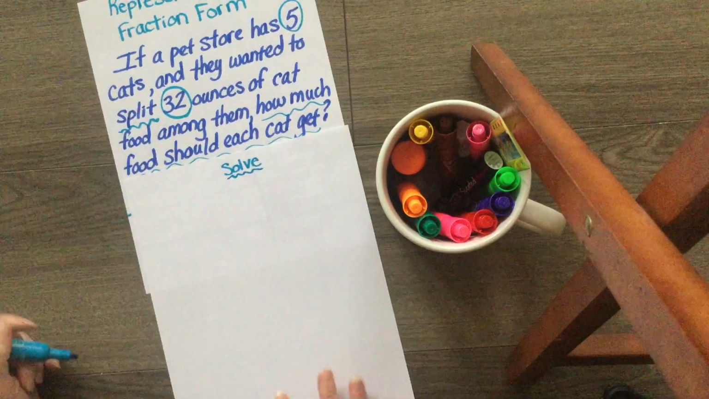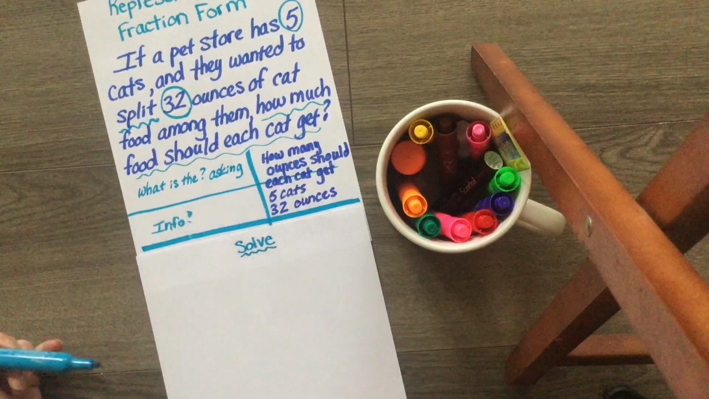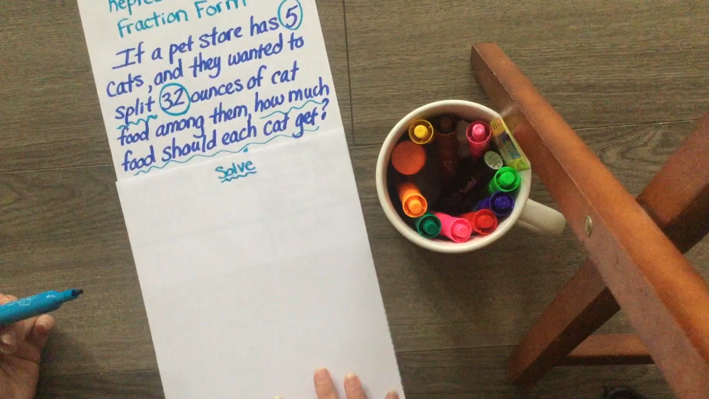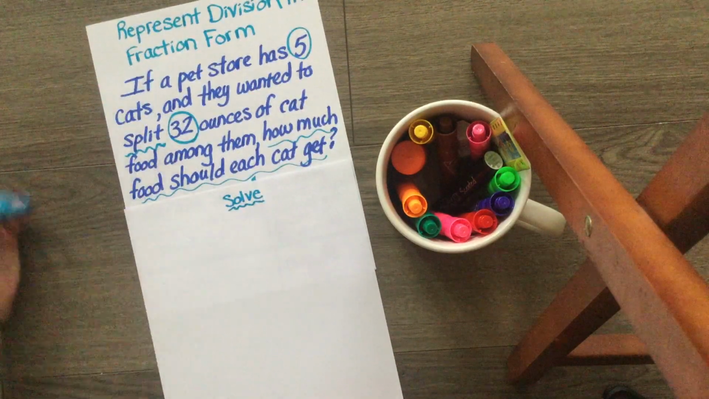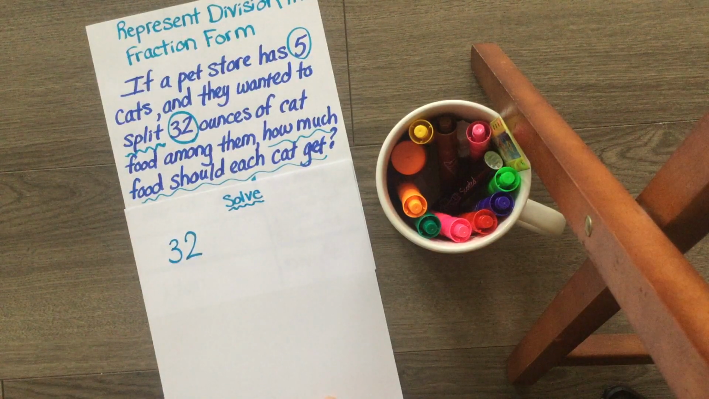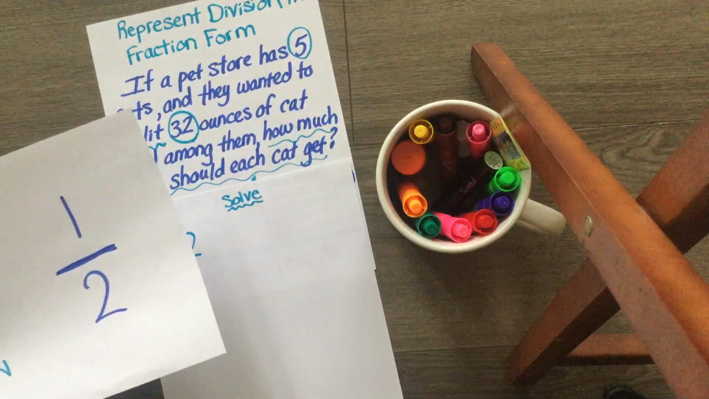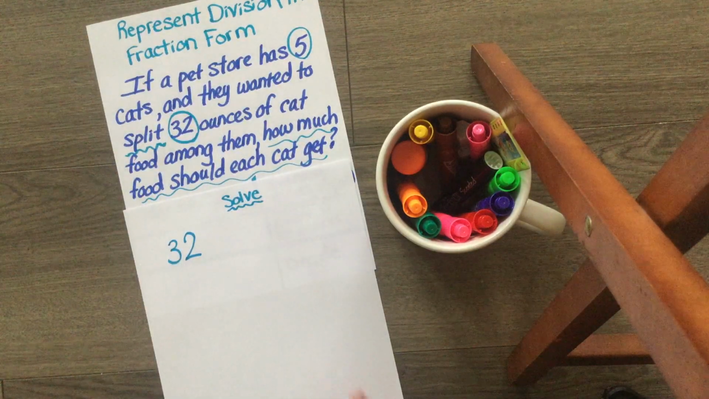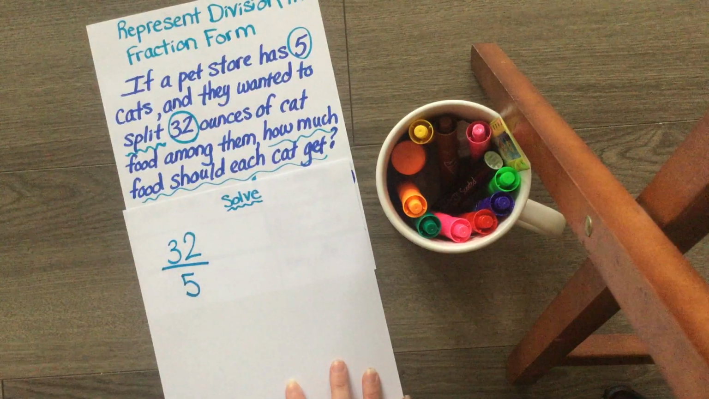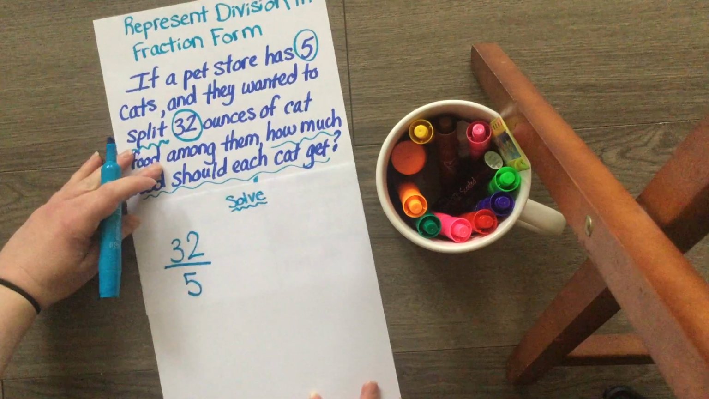So I know that the information that I'm going to use is 5 cats and 32 ounces, and I'm going to split or divide them. Of course, I know that I have to begin with my bigger number. And remember, today I am representing division in fraction form. So I'm going to write a fraction: 32 over 5, or 32/5. Now, this could be the answer to my question.